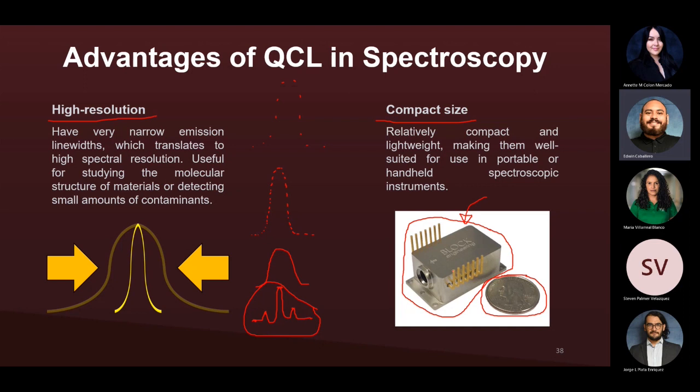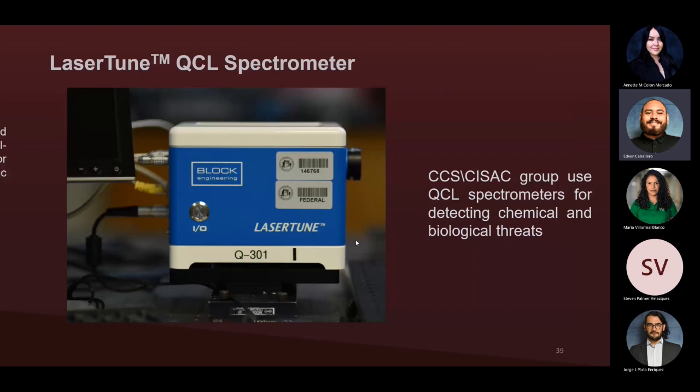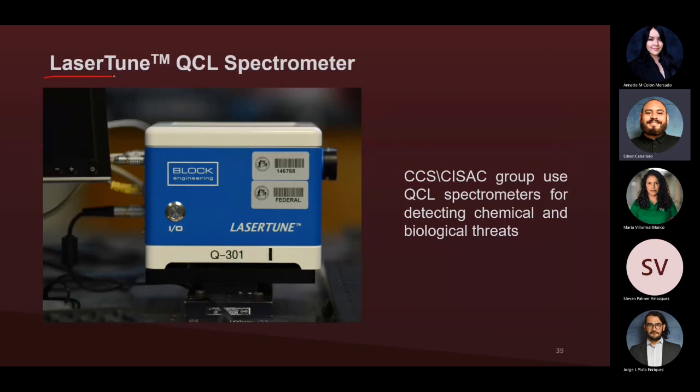Here you have one of the instruments that we have in our laboratory called the Laser Tuned QCL Spectrometer. We use it to detect chemicals and biological threats, and it's being used currently. We have over like 3 or 4 of these laser tunes. They're really good. They have a lot of sensitivity. It has allowed us to get really, really big peaks and get to lower and lower limits of detection. It's a very, very great instrument.